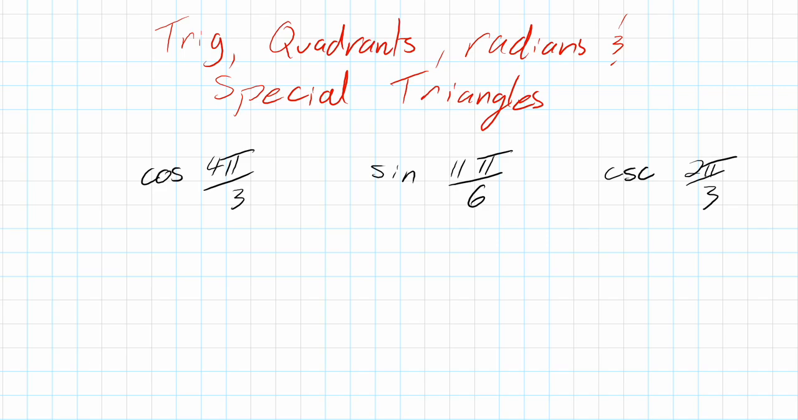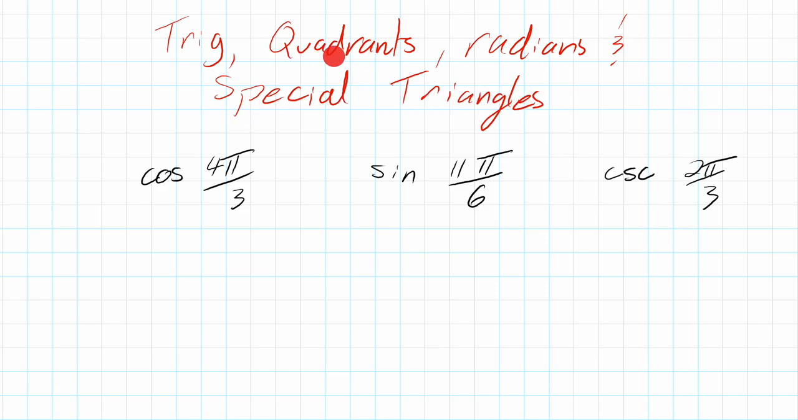Okay, we're going to tie together a lot of different ideas here. So we have trig, quadrants, radians, and special triangles. We're going to tie them all together with these simplistic questions, but we're going to try to find the exact values for them. So one of the key pieces is knowing what our special triangles are.